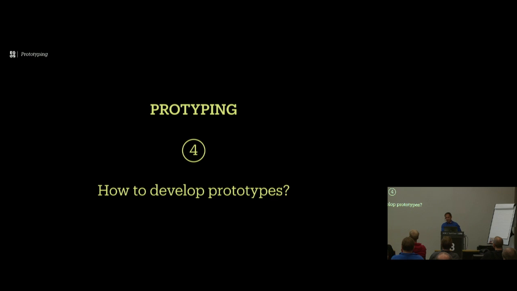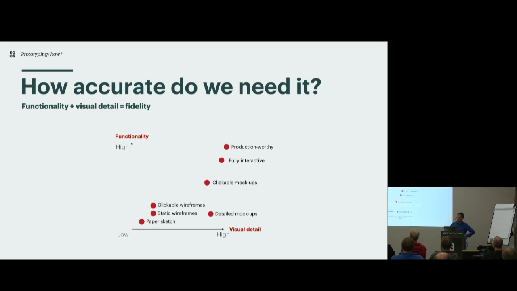But how to develop prototypes? I suppose in our different lines of work, we all have our different techniques. But in terms of design, there is a bit of a matrix to take into consideration, which marries functionality to visual detail. It's all about how much functionality do you want, how much visual detail. You might want all of it, but that's not always possible. So different tools have different abilities.